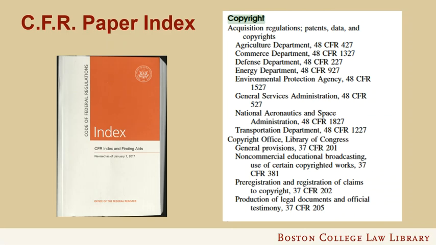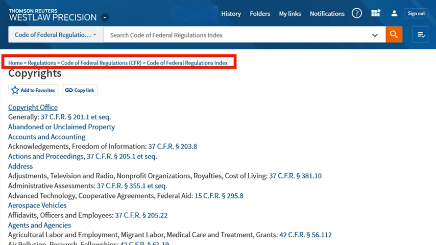Another way to find relevant sections is through an index. The CFR itself comes with a single-volume paper index to the CFR parts. I looked up the topic copyright, which provided references to CFR parts that deal with copyright, not all of which are in Title 37. Westlaw has a much more detailed CFR index online to particular CFR sections. Under the heading Copyrights, there are links to particular sections within Title 37, sections within other titles of the CFR, and cross-references to other parts of the index.